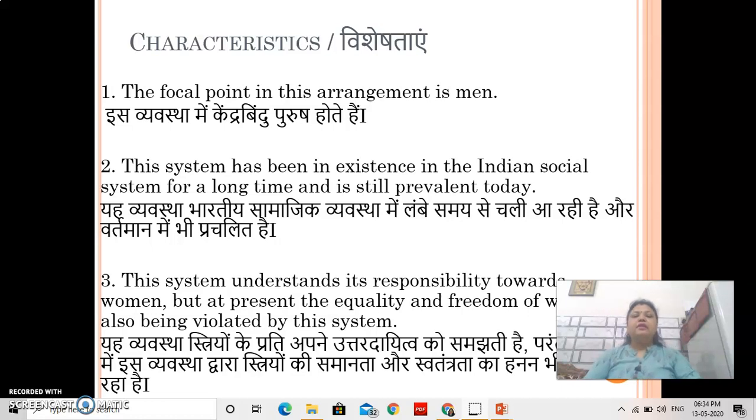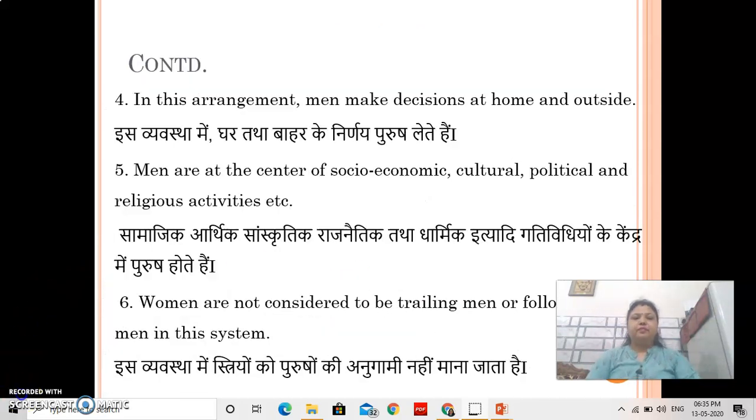The next is, this system understands its responsibility towards women, but at present, the equality and freedom of women is also being violated by this system. It means the freedom to move or to choose a profession or career is still under the control of men. They decide what is to be selected, what is to be opted for by the women for themselves. In this arrangement, men make decisions at home and outside.